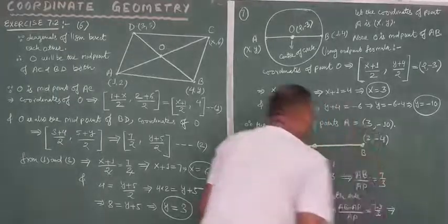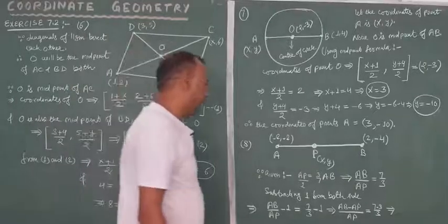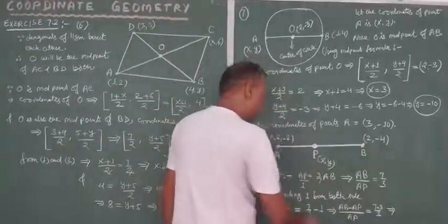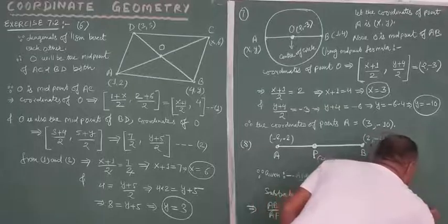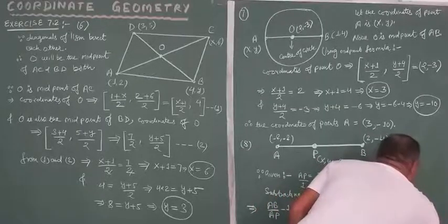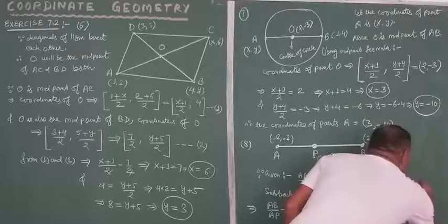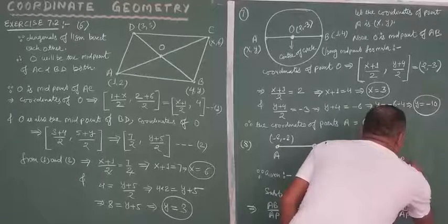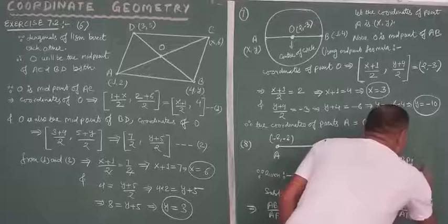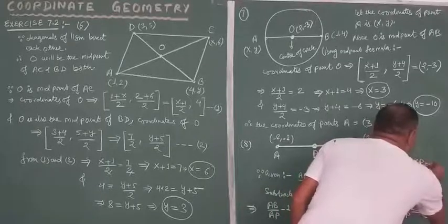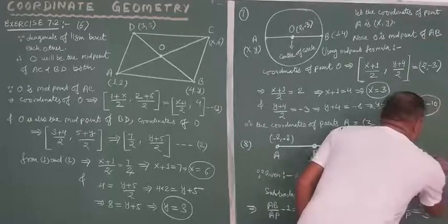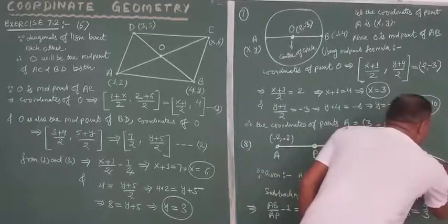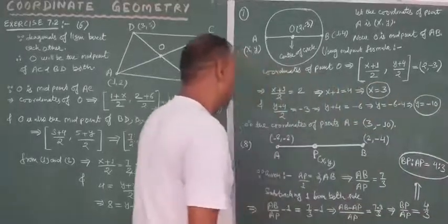Now tell me, AB minus AP is BP. So BP upon AP will be 7 minus 3, 4 upon 3. And then the BP ratio AP will be 4 ratio 3. What is the value of BP ratio AP? 4 ratio 3.